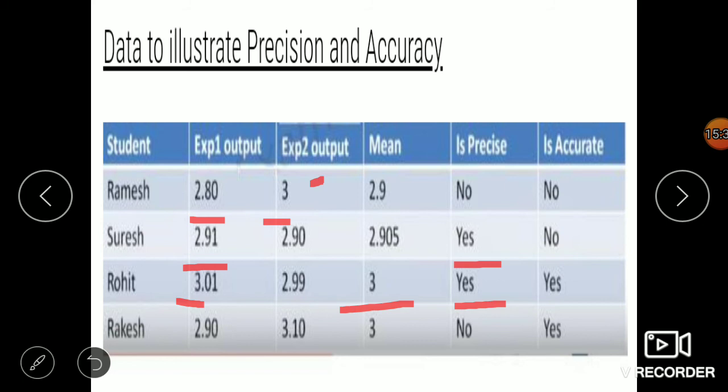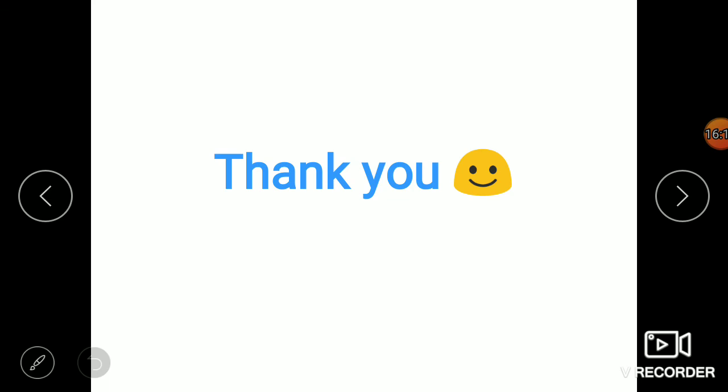Then for Rakesh, 2.90, 3.10 and 3. The values are close to 3, so this is accurate, but there are no similarities among the values, so the values are not precise. So that is your precision and accuracy measurement. By seeing the data, you can tell whether the values are precise or accurate. Precision and accuracy is very important to remember. Accuracy is closeness to the real value, and precision is closeness among the values you obtain. So that's the thing. That's all for today. Thank you.